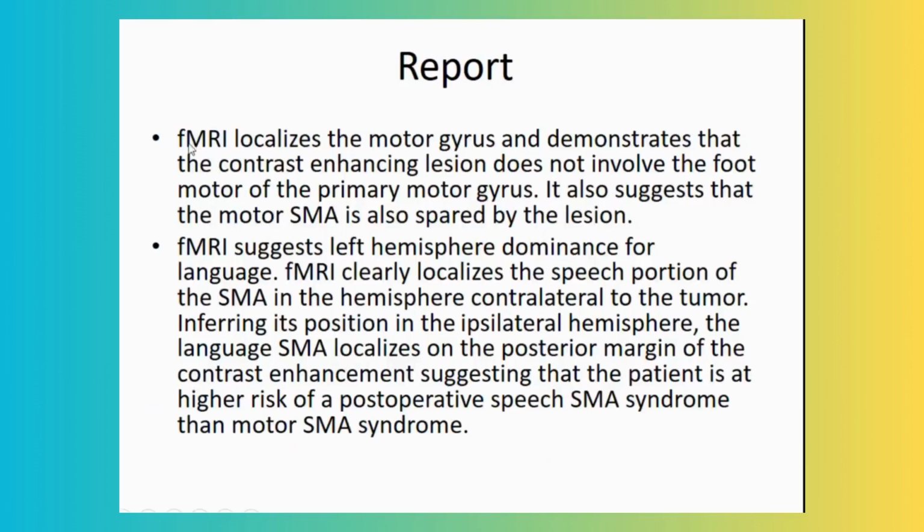So we can also report that fMRI localized the motor gyrus and demonstrates that the contrast enhancing lesion does not involve the foot motor of the primary motor gyrus. It also suggests that the motor SMA is spared by the lesion. That's how you word it in the report. You tell that fMRI data suggests that this eloquent area is not involved or is involved by the tumor.